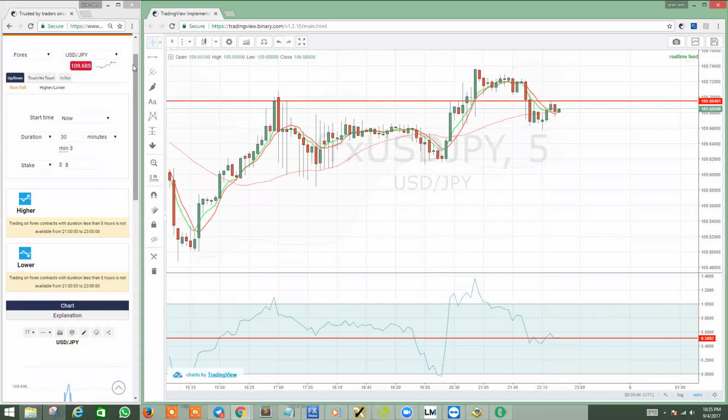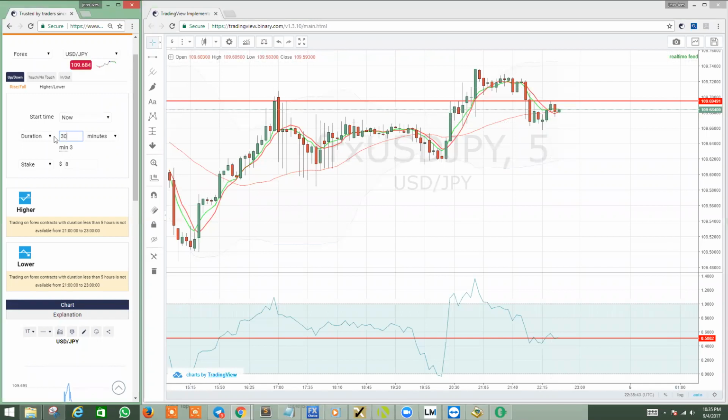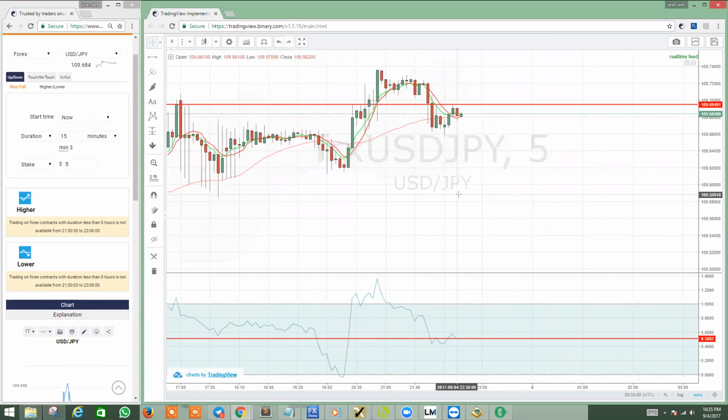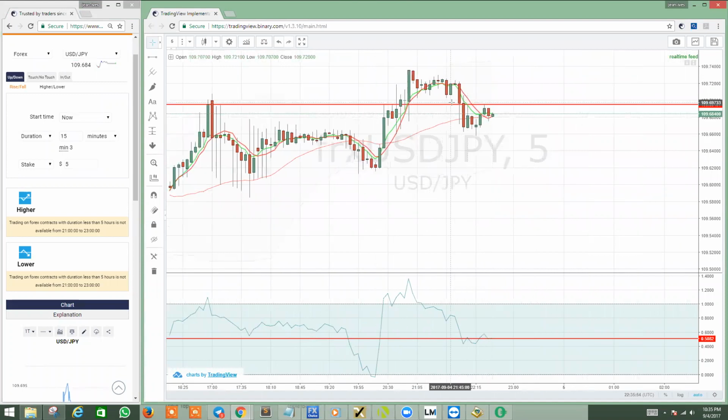So this is what I've set up here. I mainly go for 15 minutes because I only go for 30 minutes when it's a really low volatility market, but I look for a volatile market to trade on with this strategy. So first of all, I have this setup.